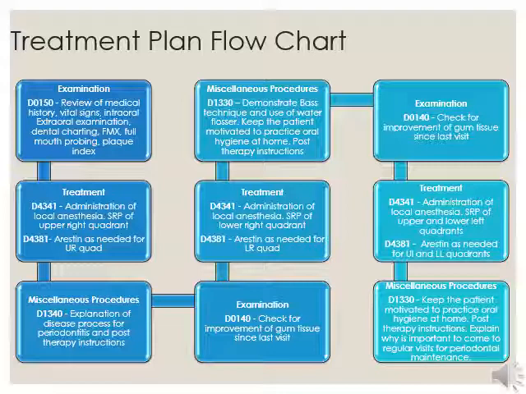During the second appointment, we're just going to do a quick examination to check for an improvement of the gum tissue since the last visit, and then you're going to treat another quadrant. We're going to do the lower right quadrant this time, and we're going to give her some local anesthesia for that. And after the treatment, we can deliver some Arestin for the lower right quadrant as needed.